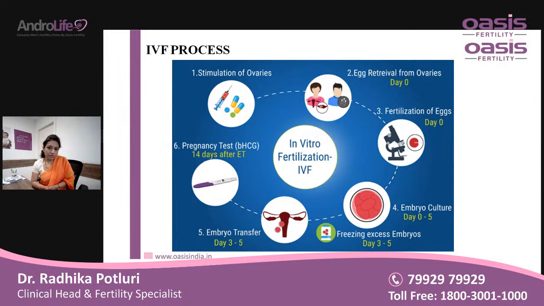Once we do this ICSI process, we have to wait at least 3 to 5 days to see the embryo growth. So we put the embryo in the incubator and wait. We usually, at Oasis and in most of the centers these days, wait for day 5 embryo.